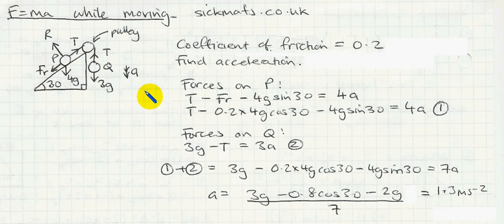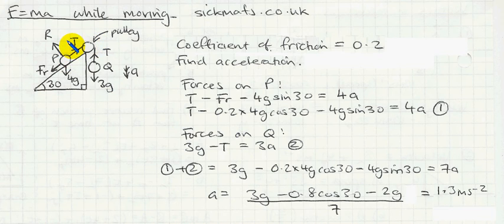Okay, so that is one formula, and forces on Q. Where's Q? There it is, Q. What are they? That's really simple, because there's only one force going that way and one force going that way. No reaction force, no other force. So 3g minus T equals mass times acceleration, so the mass of this object is 3 times acceleration, which you still don't know.